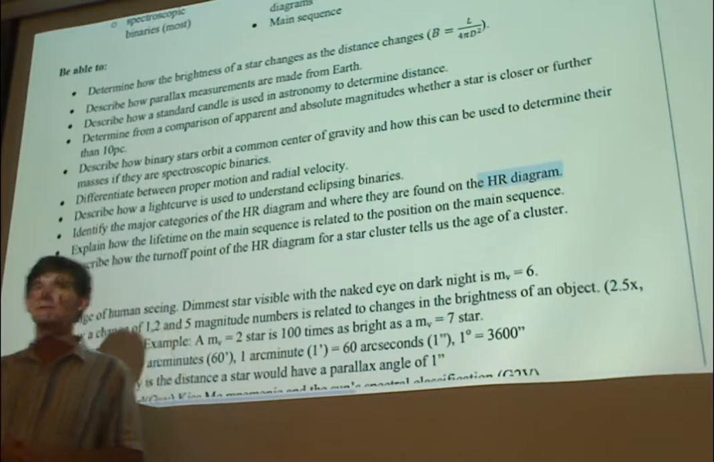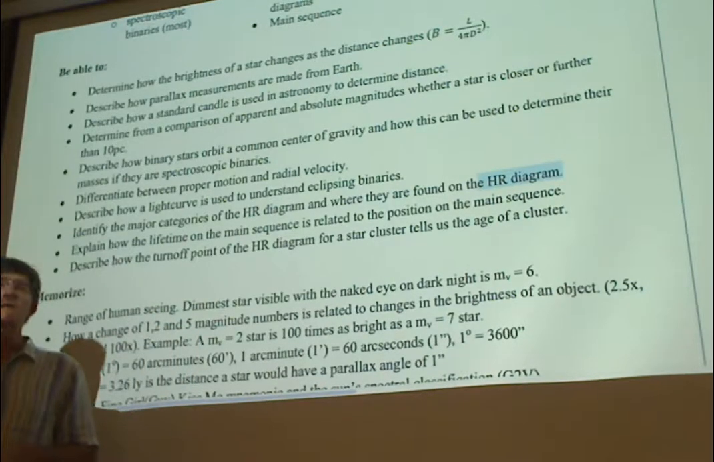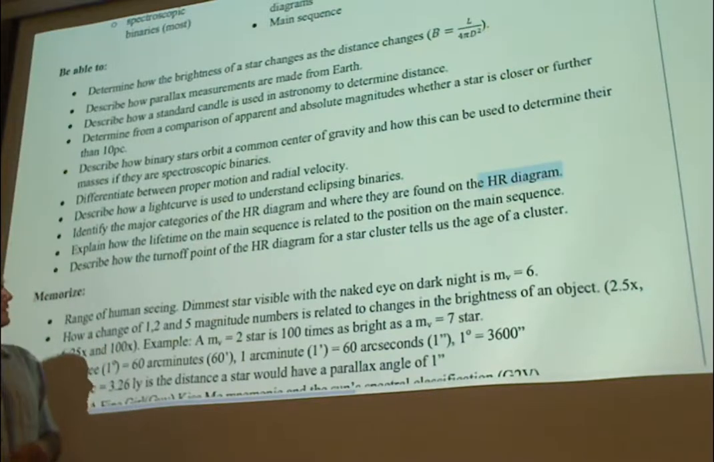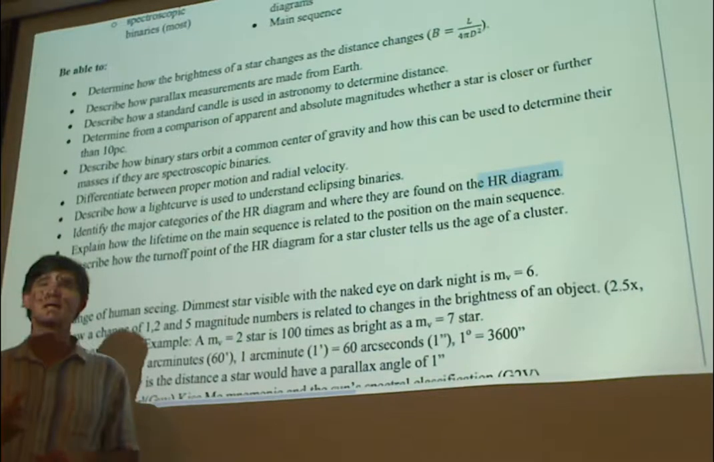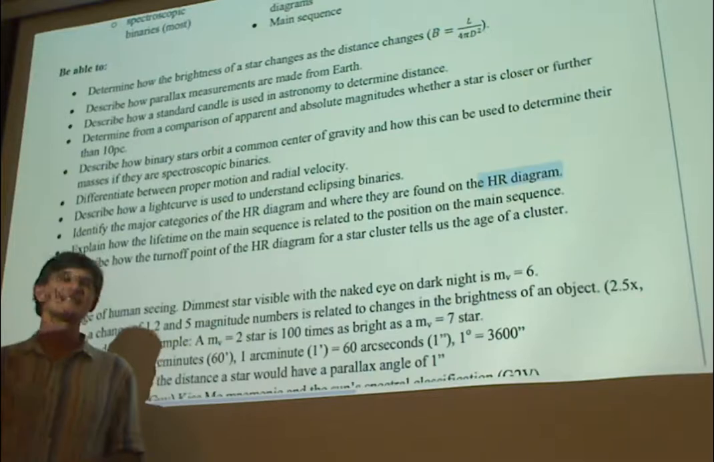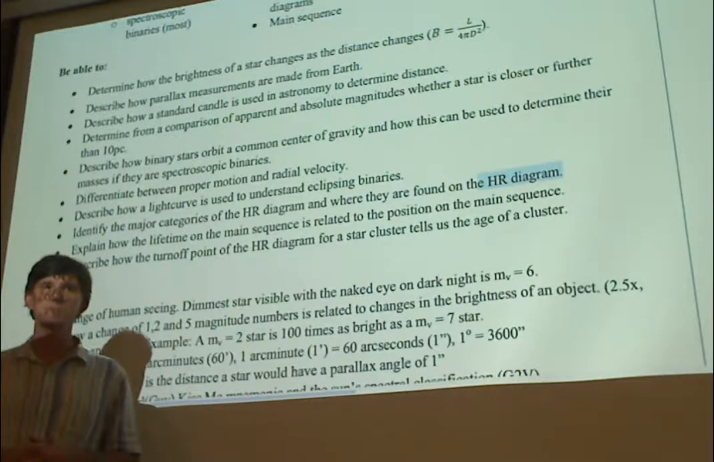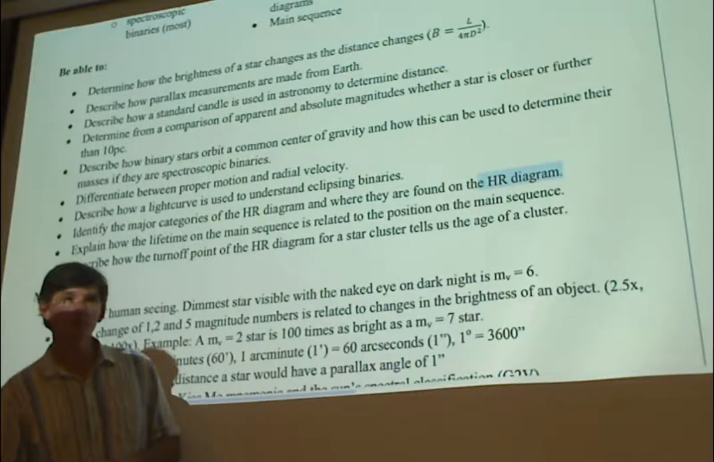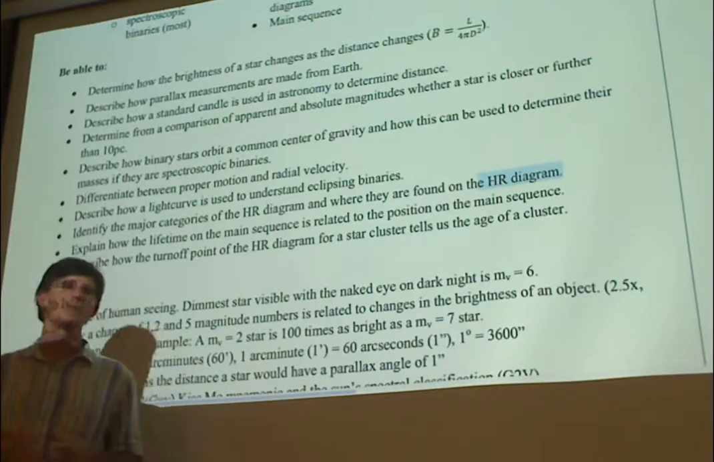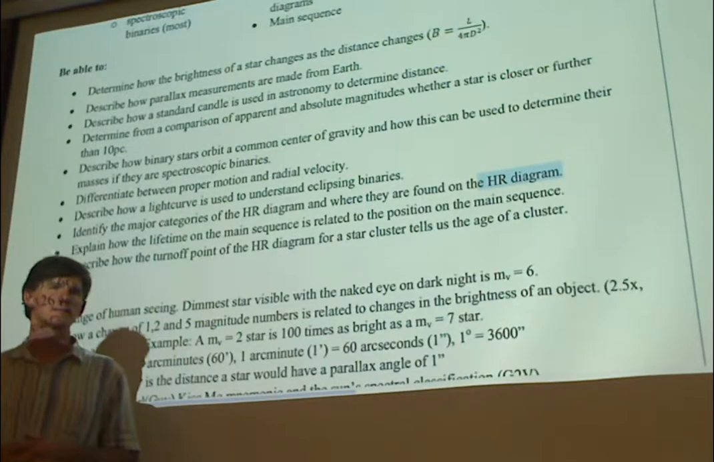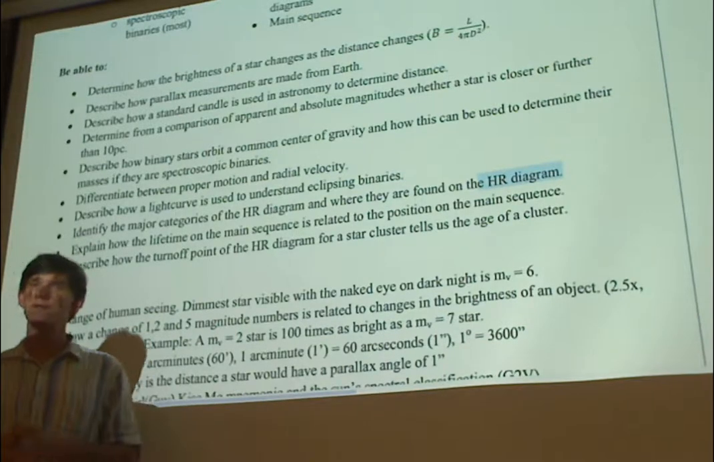And we know that the angles of these shifts are very small. You should know that they're less than a degree, right? They're less than a minute. They're less than a second. The largest parallax for the closest star is like 0.78 seconds of arc. So the parallax angles are very tiny.